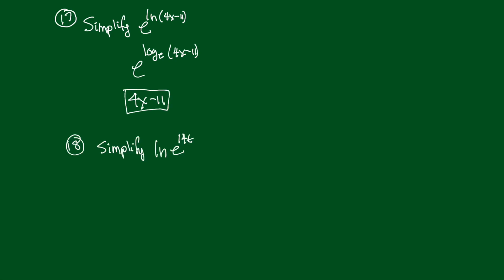And 18 is pretty much the same, except the log and the e are reversed. Now, in 17, we had the base e with an exponent of the natural log, and now we've got, in 18, the natural log with a base e and the exponential. So remember now, that natural log is really just this. It's really the log base e of e to the 14t, and now I can see those bases match, so I just get 14t.